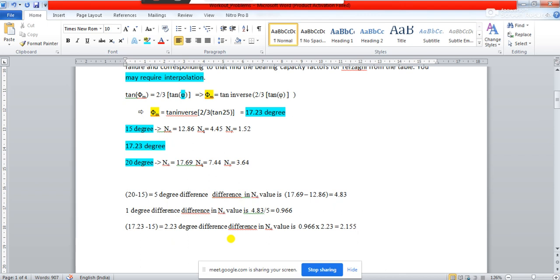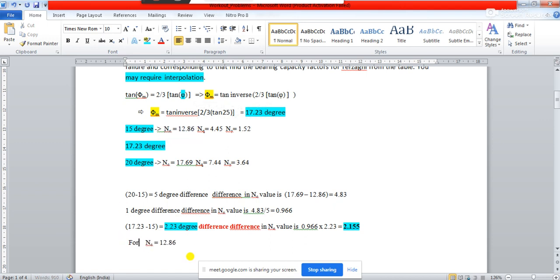If anyone is not yet getting, tell me. Very simple. So for this 2.23 degree difference, please understand, this is very important, for this difference you are getting a difference in NC value, and that difference is 2.155, right? So for 15 degree what was the value? 15 degree the value was 12.86.